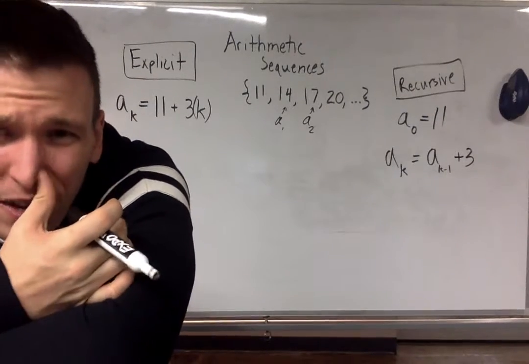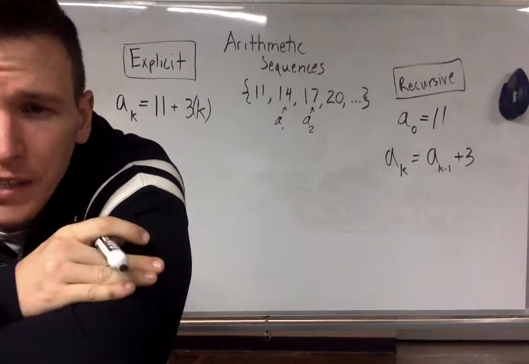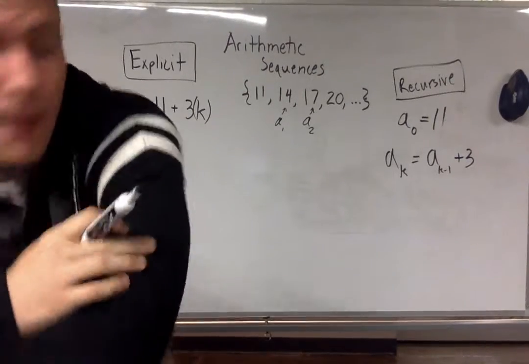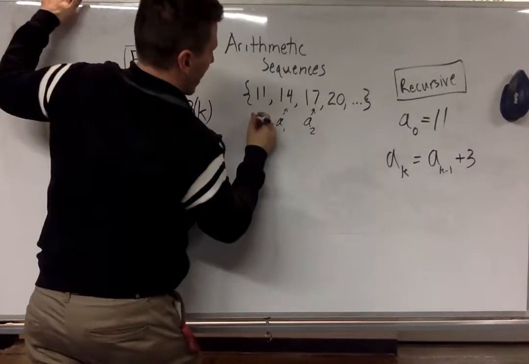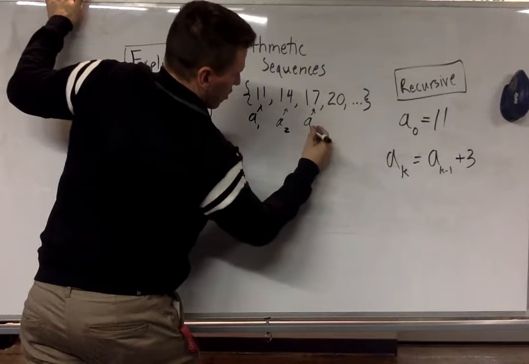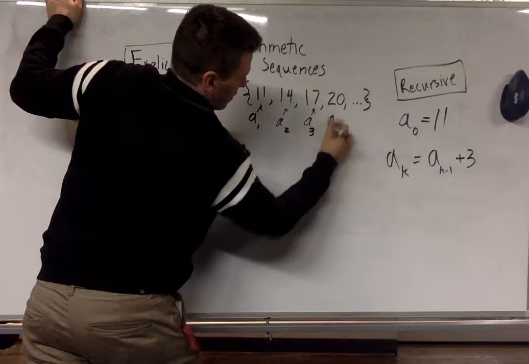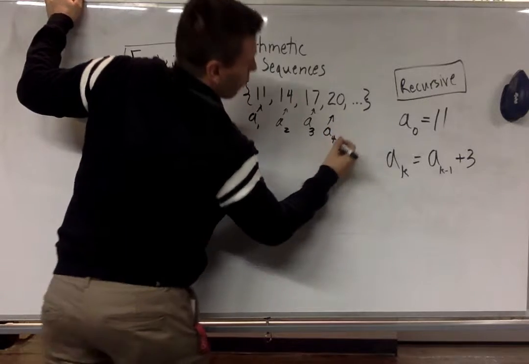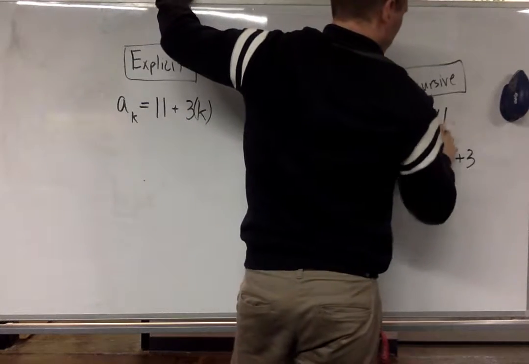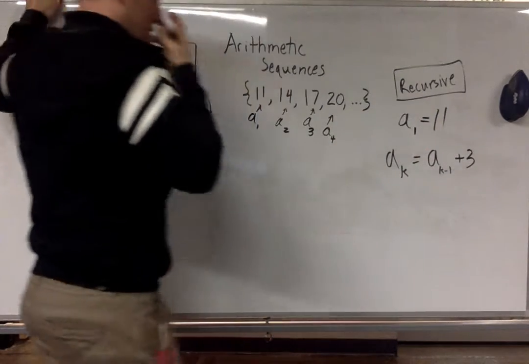I wanted to make a quick bonus video about why I choose to index starting at a sub 0. You could, if you wanted to, index this differently. You could index this saying that the first term is actually just going to be a sub 1, so the second term will be a sub 2, third term will be a sub 3, fourth term will be a sub 4, and so on. And that is totally fine. You just have to retitle this a sub 1 since that's your first term.